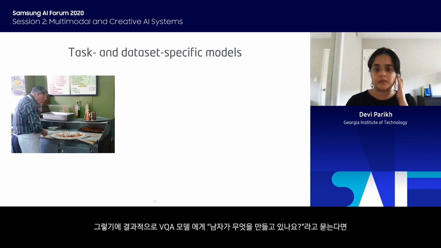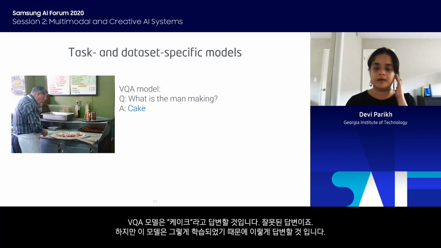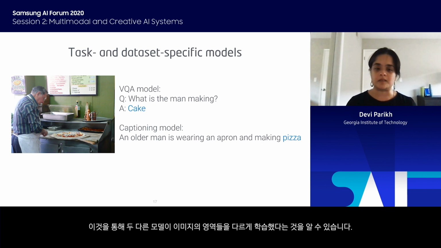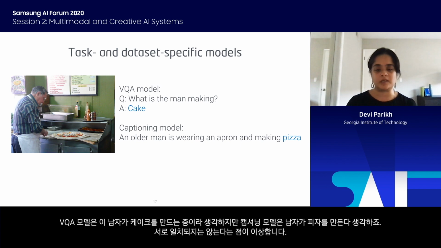And so as a result, what might happen is if you ask a VQA model, what is the man making? The VQA model might say cake, which is not quite right, but that's what it thinks. And if you feed this image to a captioning model, the captioning model might say an older man is wearing an apron and making pizza. And so this suggests to us that these two models have learned a different set of grounding for the regions in the image. The VQA model thinks this image is about a man making cake, but the captioning model thinks this image is about a man making pizza, which is not quite consistent and is in that sense quite strange.